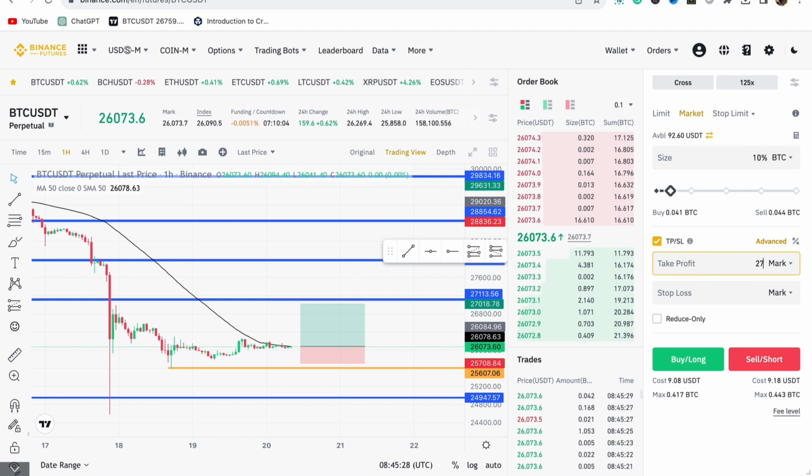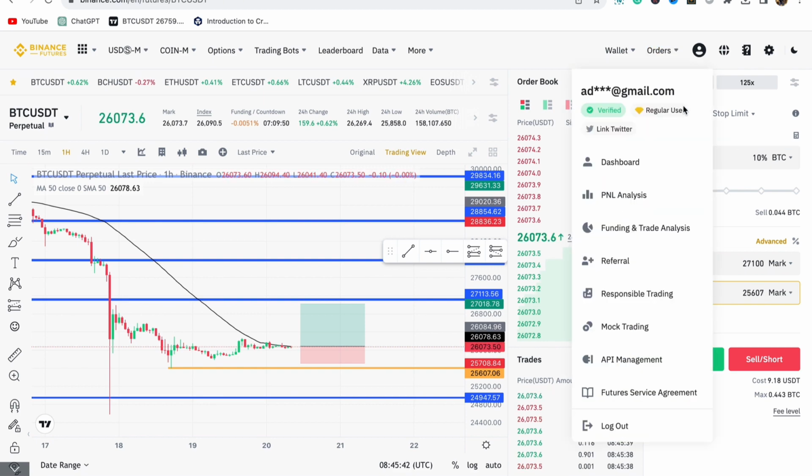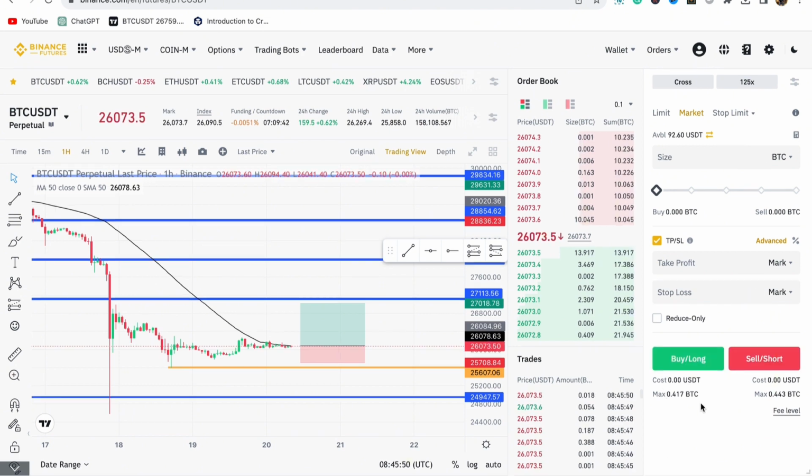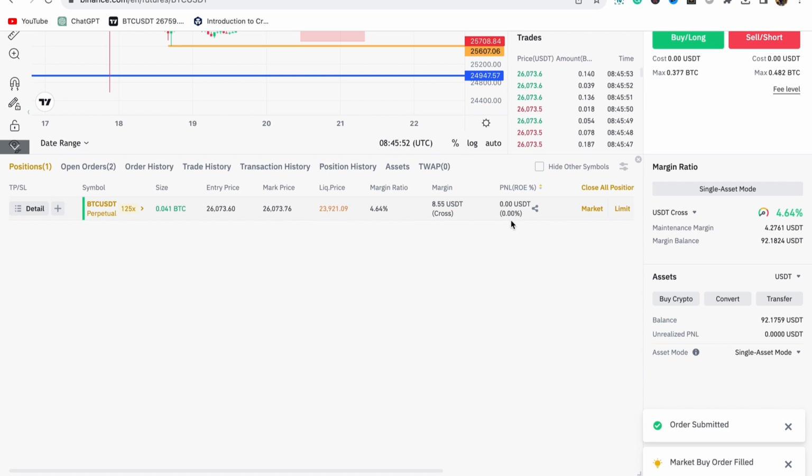So $27,100. Then we have our stop loss to be $25,607. Then we enter a market order. Remember, we are using cross margin with 20x leverage, so we just enter a buy position here. Okay, so when we enter a buy position, it will appear at the positions. So this is where we know how much we are currently making on the trade.